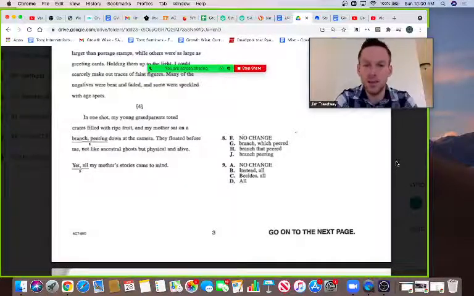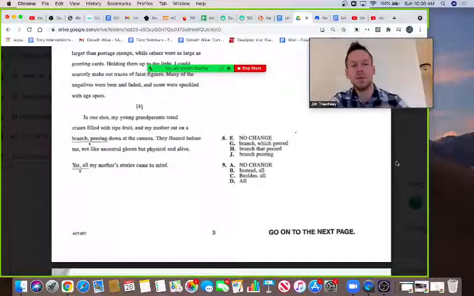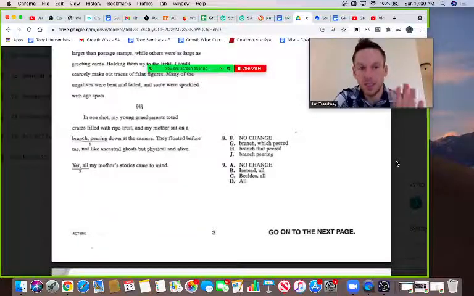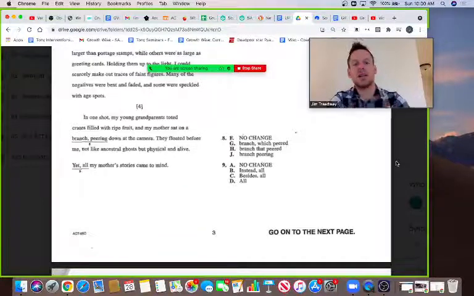We've covered how to cross out wrong answers. You cross out the part of the answer that makes it wrong. That means crossing out words if those words make the answer wrong, and if there's punctuation that makes an answer wrong, you underline it.